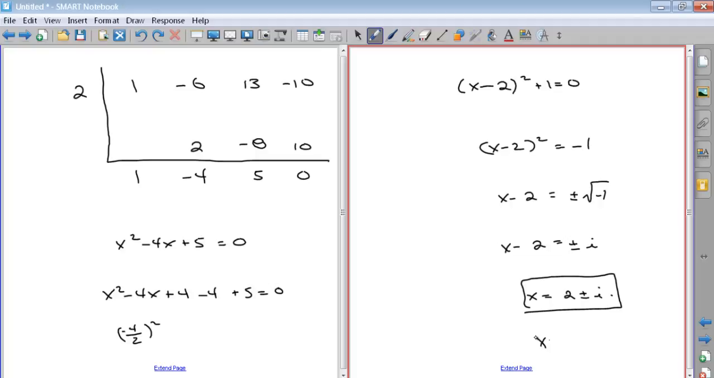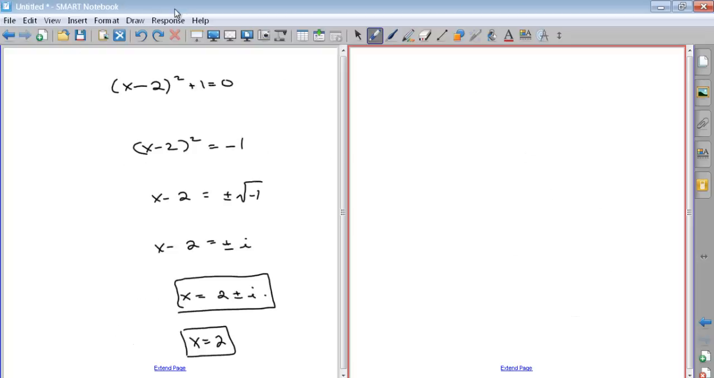The other one was x equals 2. So this equation, if you plotted it, it would only have one x-intercept and no other x-intercepts. And I think the final one here is 66.